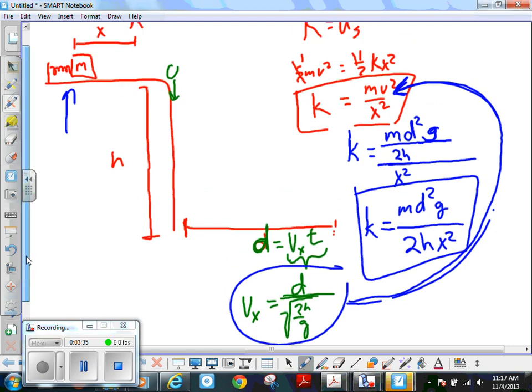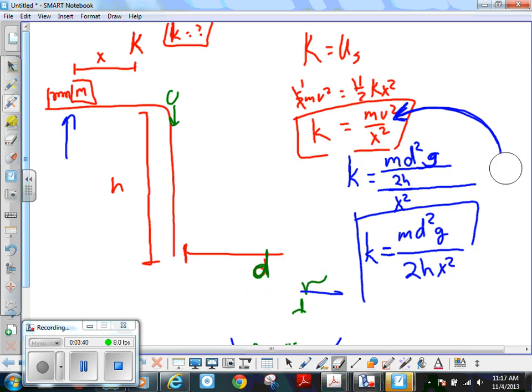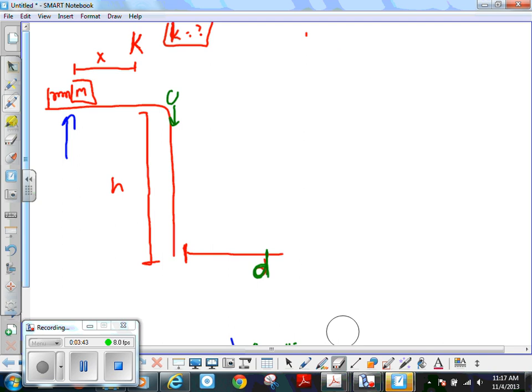Okay. Another part of that question then was the work done on the block. Is it the work done on the block total or the work done on the block after it leaves the spring? So the work done on the block by the spring, that's real easy, because work is force parallel displacement, right? And Hooke's law says the force is negative kx. Do you agree? So kx times d.